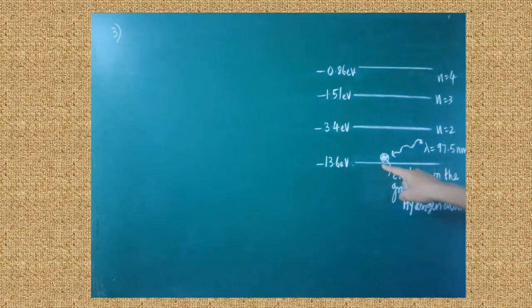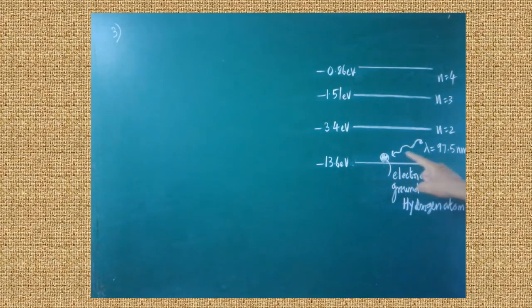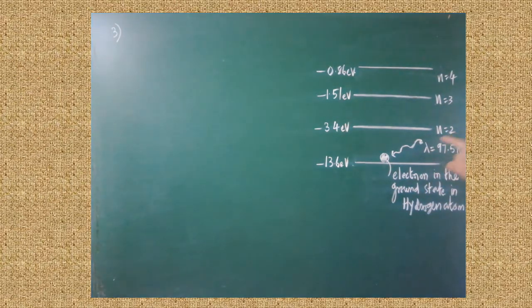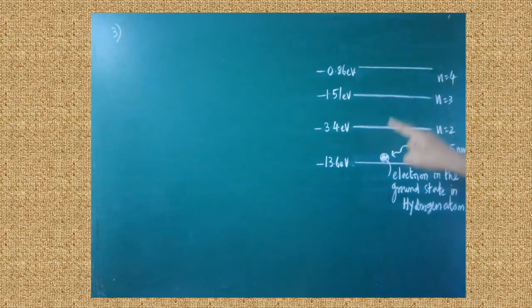When the electron is in the ground state, that is in the first orbit, the energy of the electron is minus 13.6 electron volt. Now this electron is excited by a radiation. We are sending energy from outside, and that will be absorbed by the electron. After absorption, the electron will be excited to a particular level. The wavelength of the incident radiation on the electron is given, lambda is equal to 97.5 nanometer.